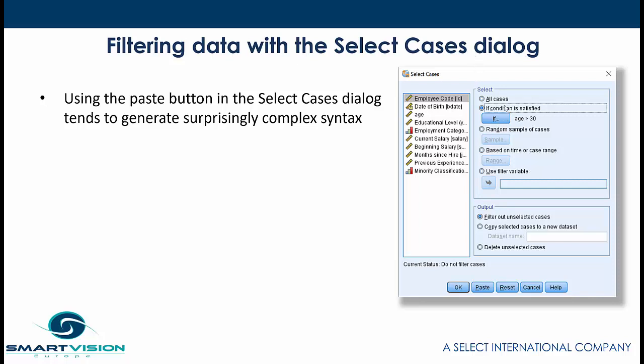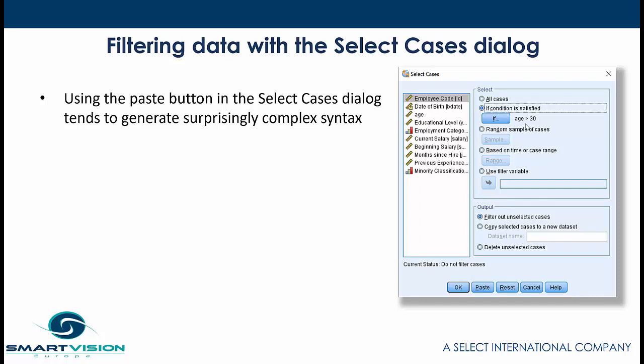And this allows us to type in a condition, like "if condition is satisfied, select cases if age is greater than 30." So in other words, only those cases where age is greater than 30 will be selected. It effectively filters out anybody who is 30 years old or younger. Now the thing is that that's a relatively simple statement.